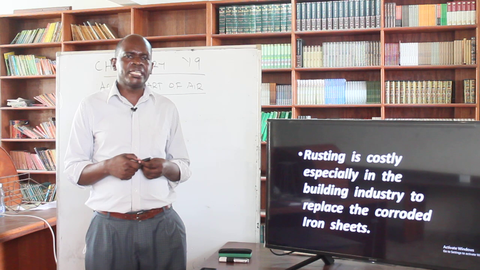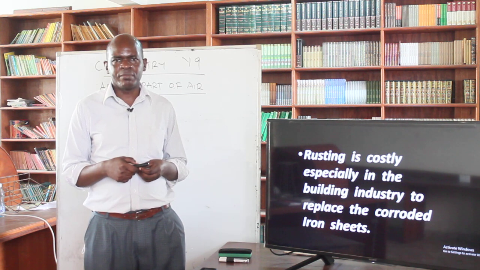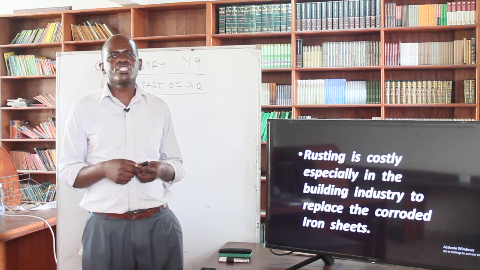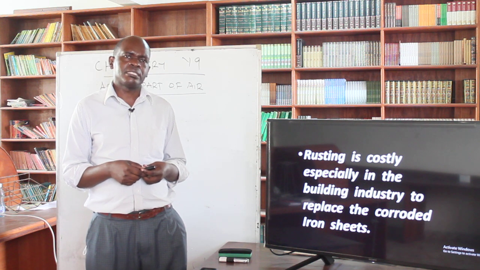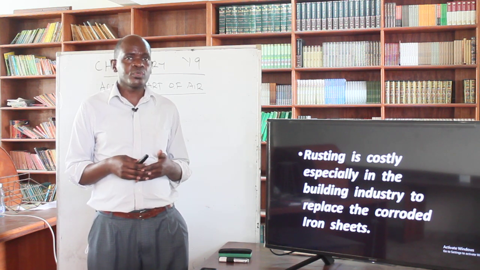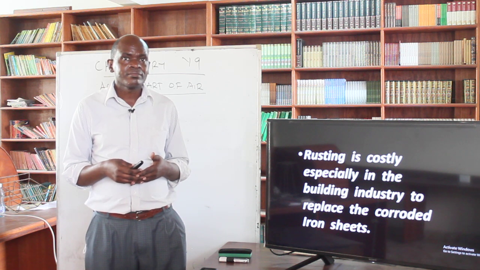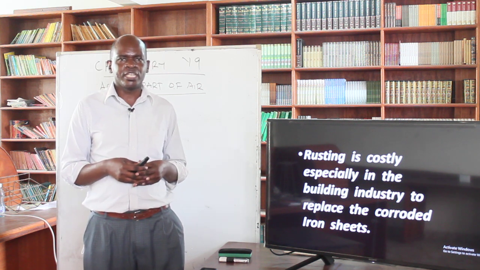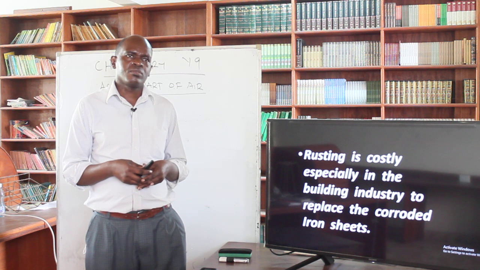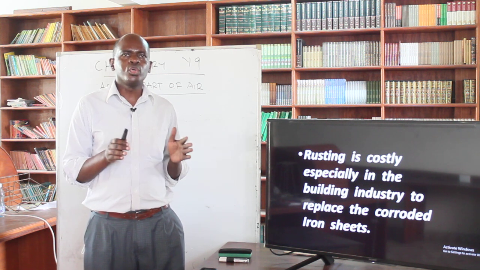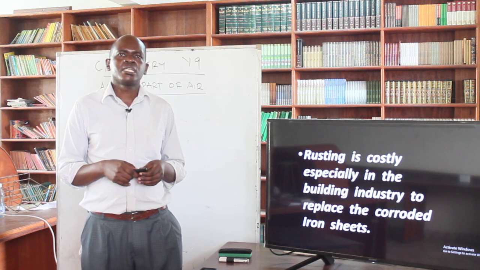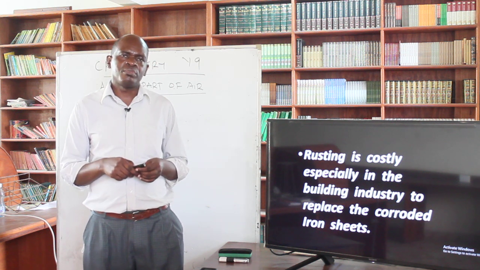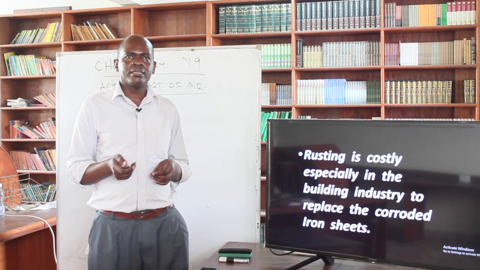Rusting is also a bit costly, especially in the building industry. You can imagine if you are to replace your iron sheets after every 2 months, after every 6 months, it will be very expensive to maintain. Although currently in chemistry we don't sleep, we think. Mechanisms have been developed to make sure that the roofing materials are well protected from the rusting process. We have some methods which have been developed to cushion different industries, especially the building industries, from such kind of losses. But in general, the rusting process will be a bit costly for those who are in the building industries.